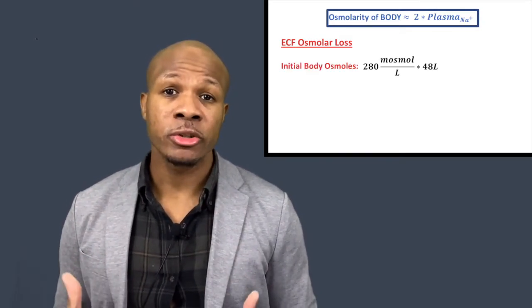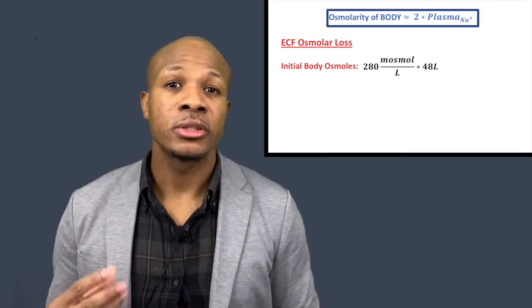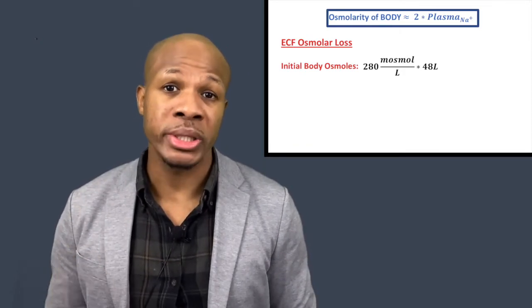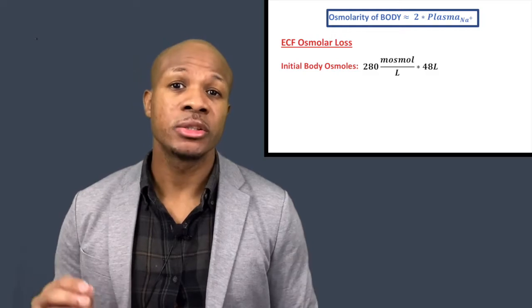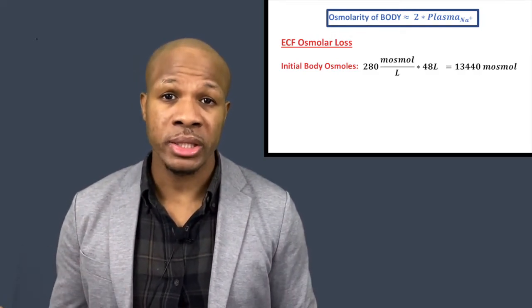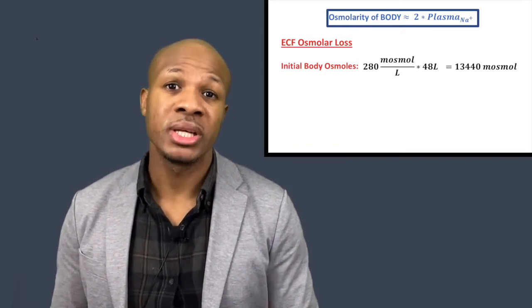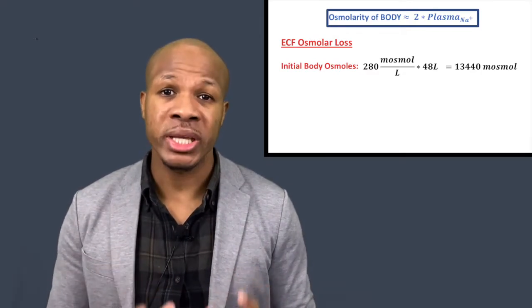So initially, the sodium concentration was 140. If we double that, we get 280. So the initial osmolarity was 280 milliosmoles per liter. And initially, her total body water was 48 liters. So we multiply 280 milliosmoles per liter times 48 liters, and this gives us 13,440 milliosmoles. So this was the total amount of particles that this patient had in her body before the diarrhea incident.